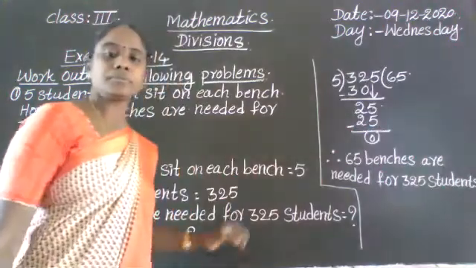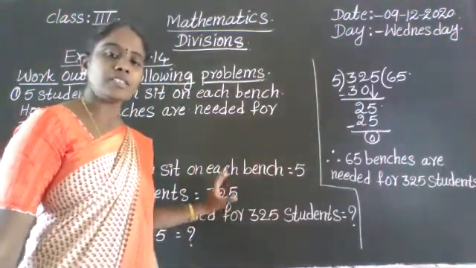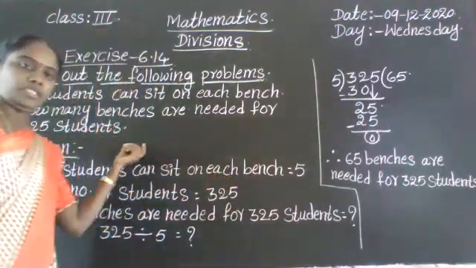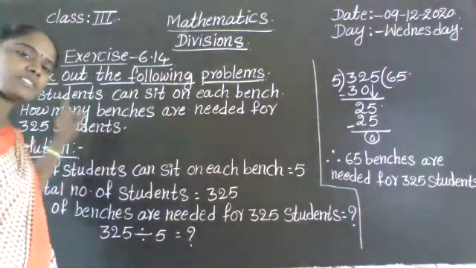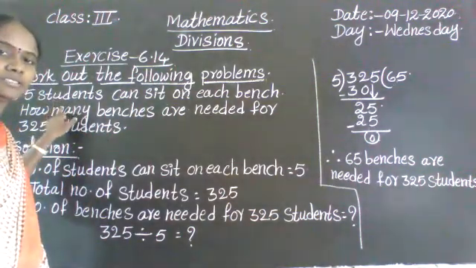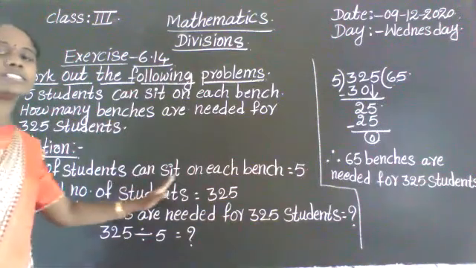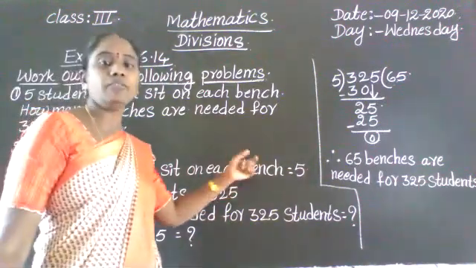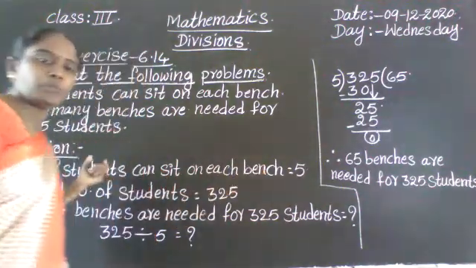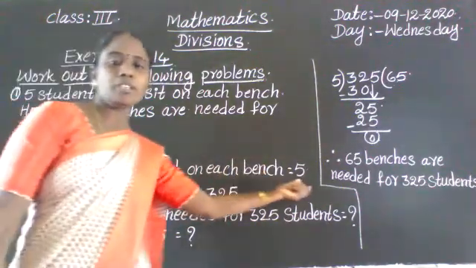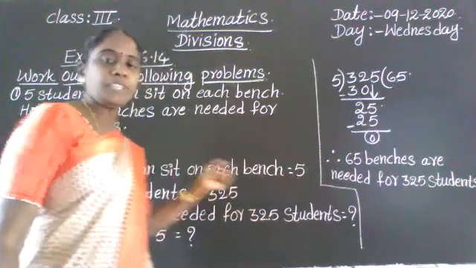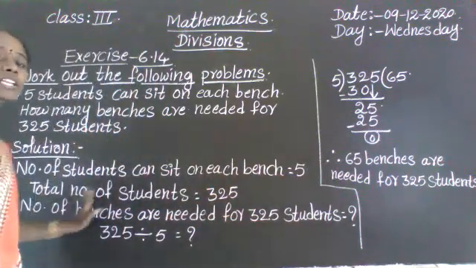Okay. Did you understand, children? First, how can we write the steps? First, what is 5? Write that first. What is 5? The number of students that can sit on each bench. In one bench, how many students can sit? 5. Second step is the total number of students.